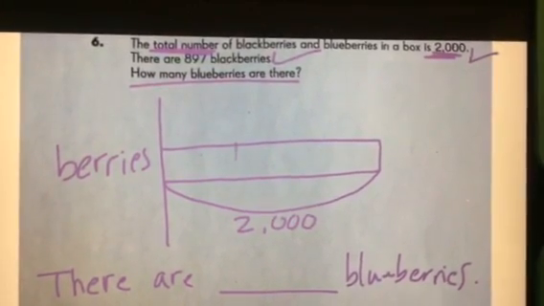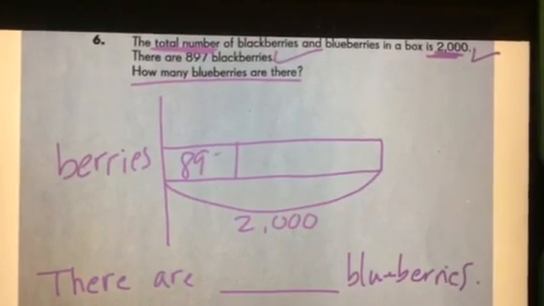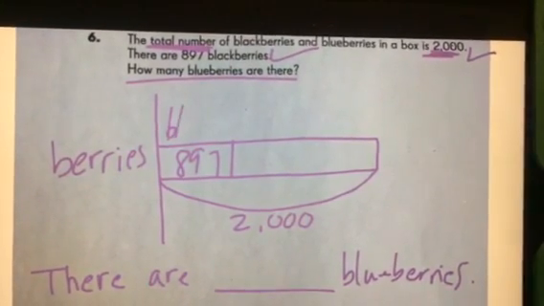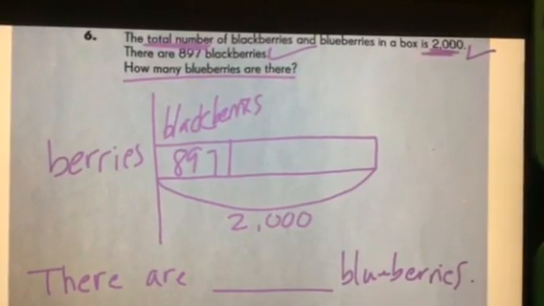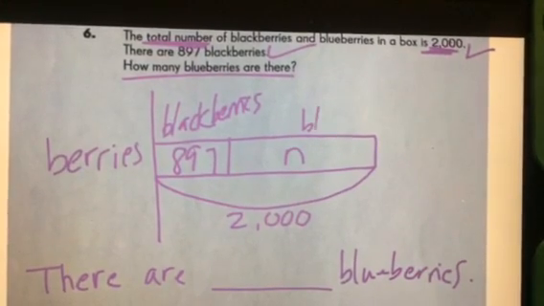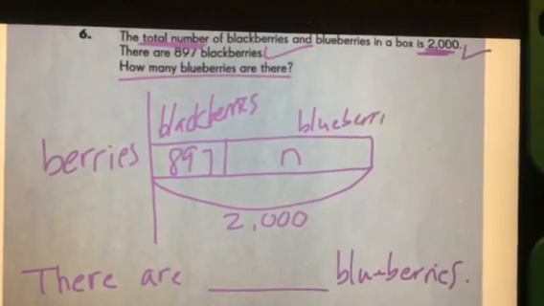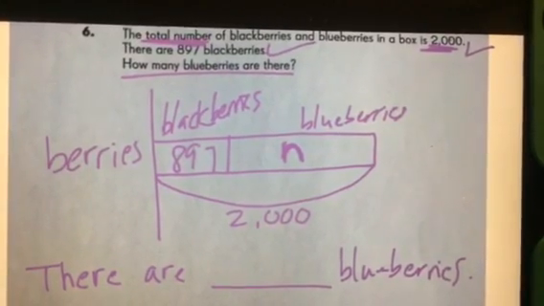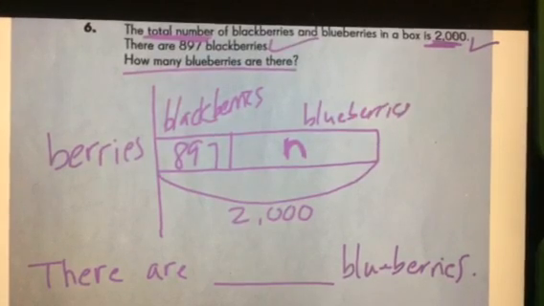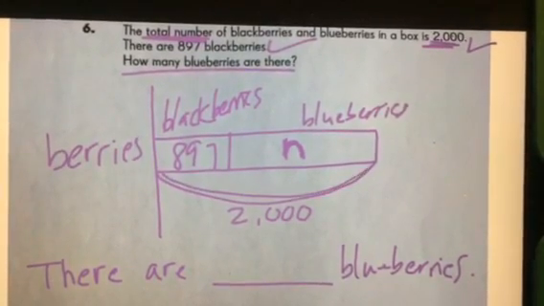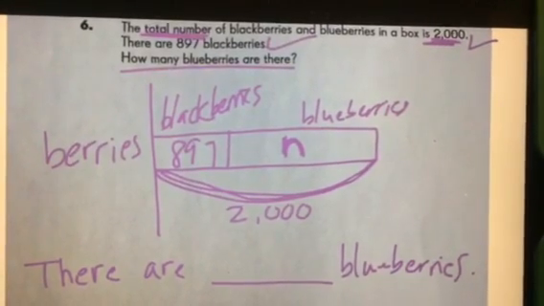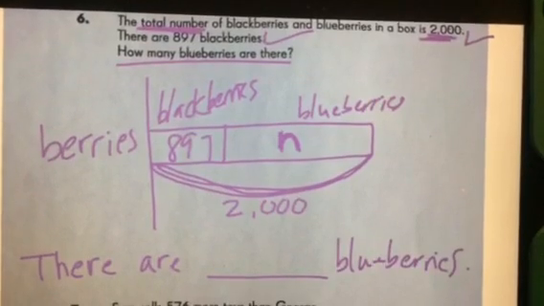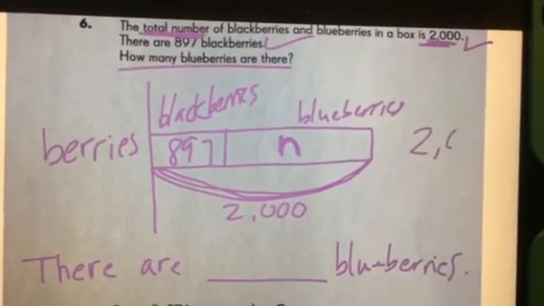Let's see, there are 897 blackberries. And then the unknown number is the number of blueberries. So I wrote our unknown number n to show that. And of course, if you're given the total number and you're only given a part of the whole and you're trying to find out the other part of the whole, you know you need to subtract.